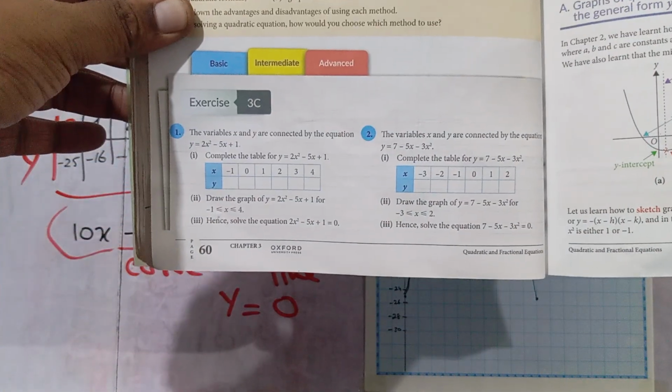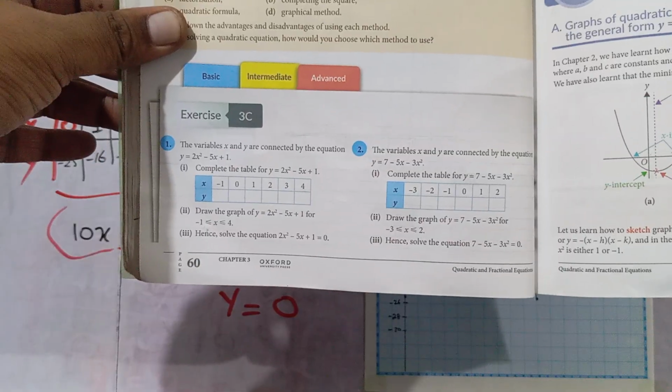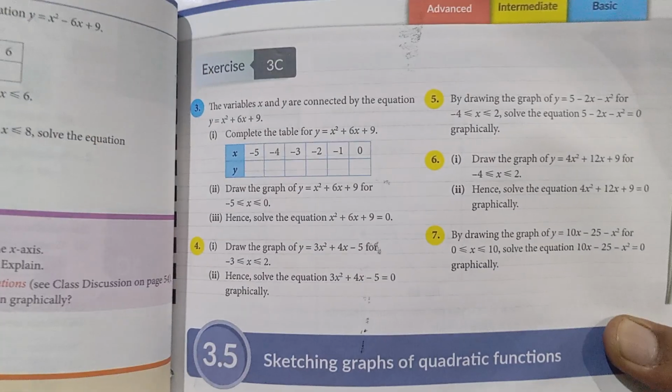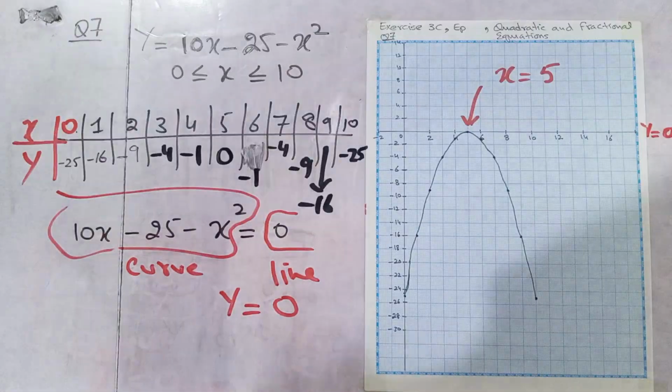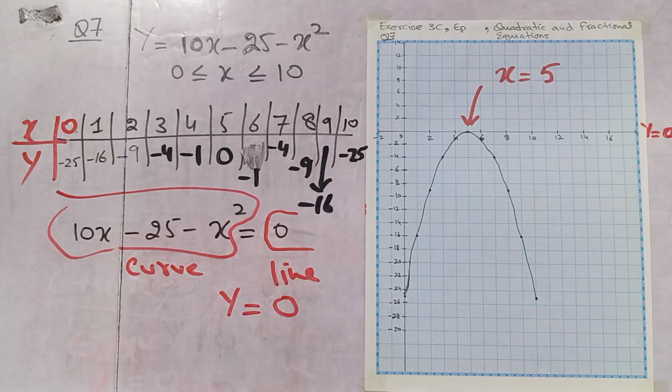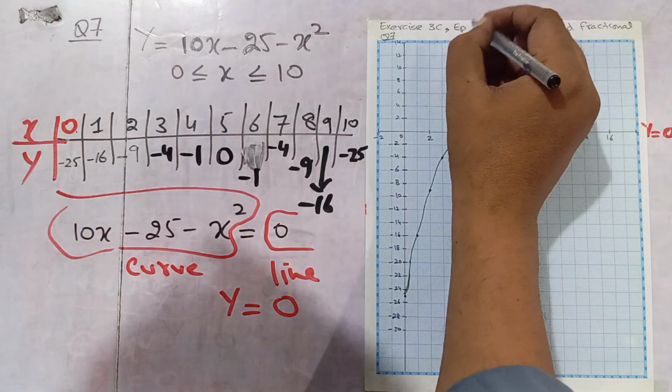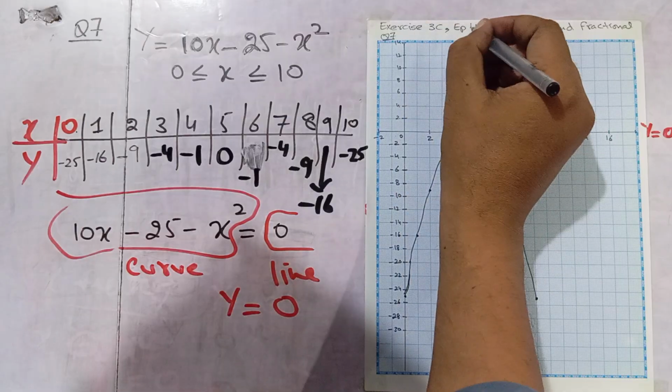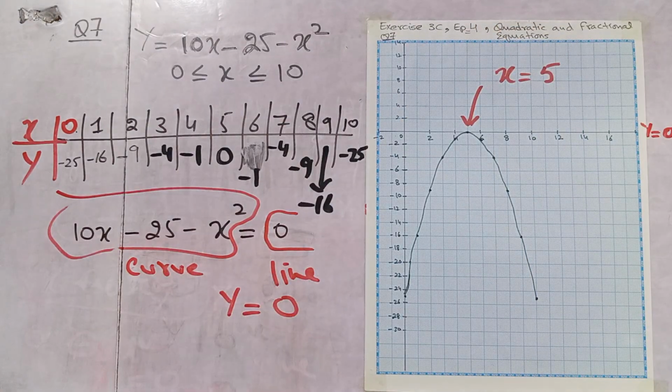So my dear students, let me show you the exercise 3C. There were 7 questions in this exercise. And this is our fourth episode on this. In 4 episodes, we have completed this exercise. The question number 7 is the last question of this exercise.